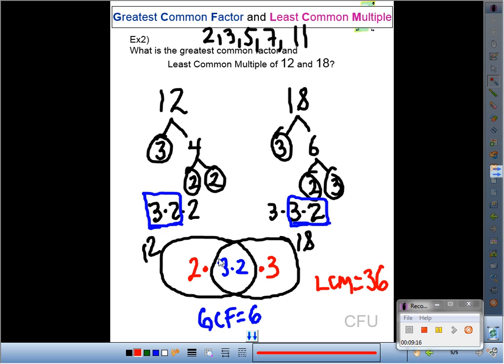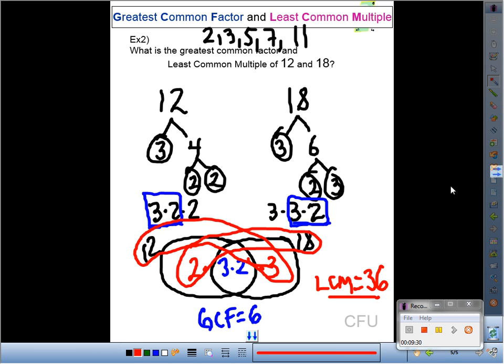Let's see if it's true. What is 2 times 18? And what is 3 times 12? So it does work. That's how we can check our LCM. Everybody with me? Now, let's do another one.